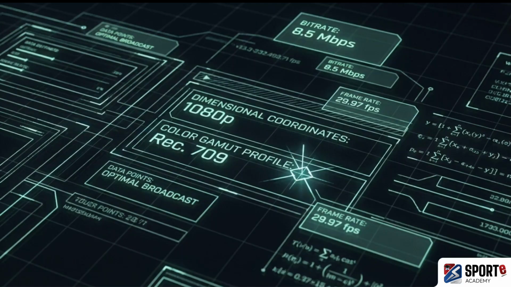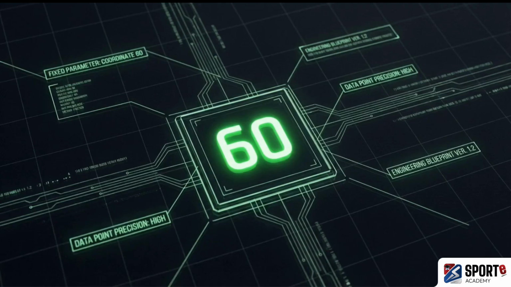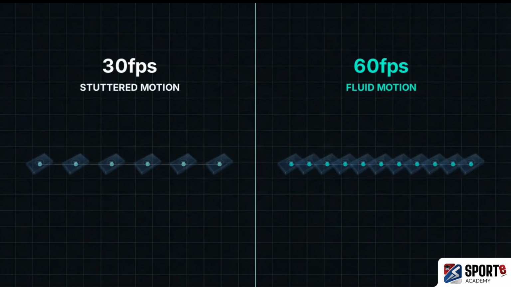Set your resolution to 1080p and your color space to Rec. 709. Rec. 709 is the standard color profile for web video, ensuring your colors look accurate across different monitors and platforms. Next, lock your frame rate to exactly 60 frames per second. Gaming content requires a strict 60 FPS setting to preserve the rapid, fluid motion that viewers expect.